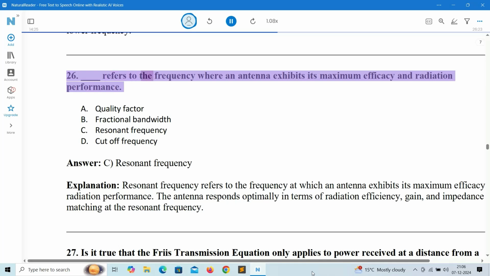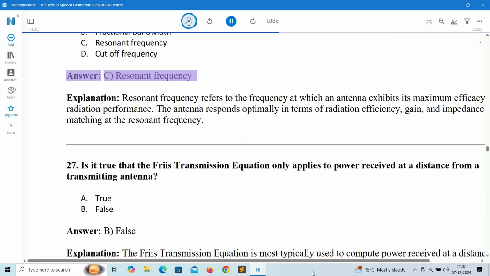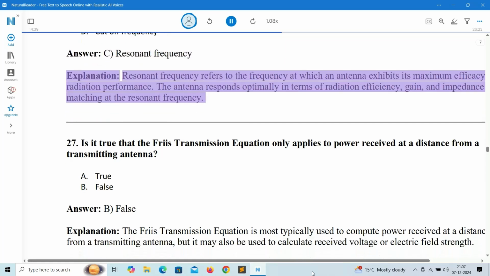26. Refers to the frequency where an antenna exhibits its maximum efficacy and radiation performance. A. Quality factor. B. Fractional bandwidth. C. Resonant frequency. D. Cutoff frequency. Answer. C. Resonant frequency. Explanation. Resonant frequency refers to the frequency at which an antenna exhibits its maximum efficacy and radiation performance. The antenna responds optimally in terms of radiation efficiency, gain, and impedance matching at the resonant frequency.